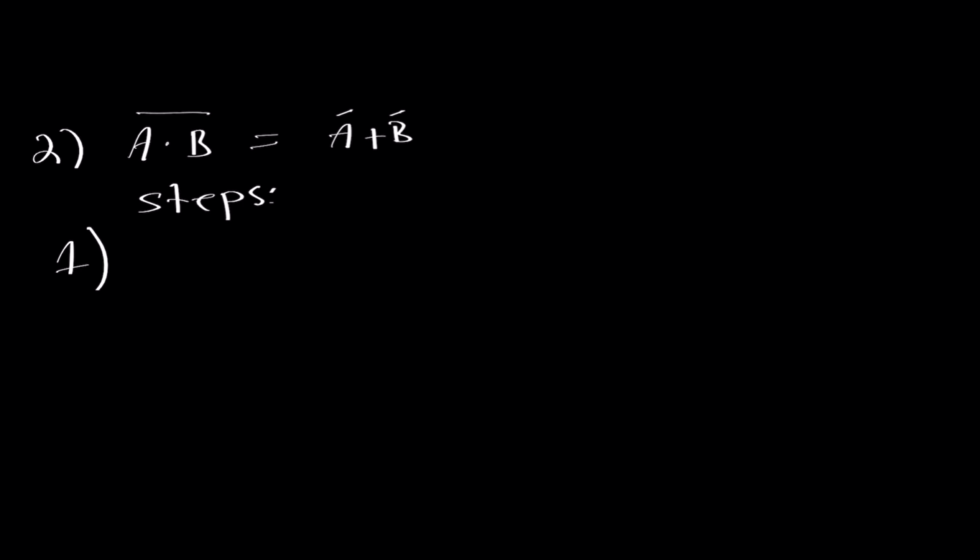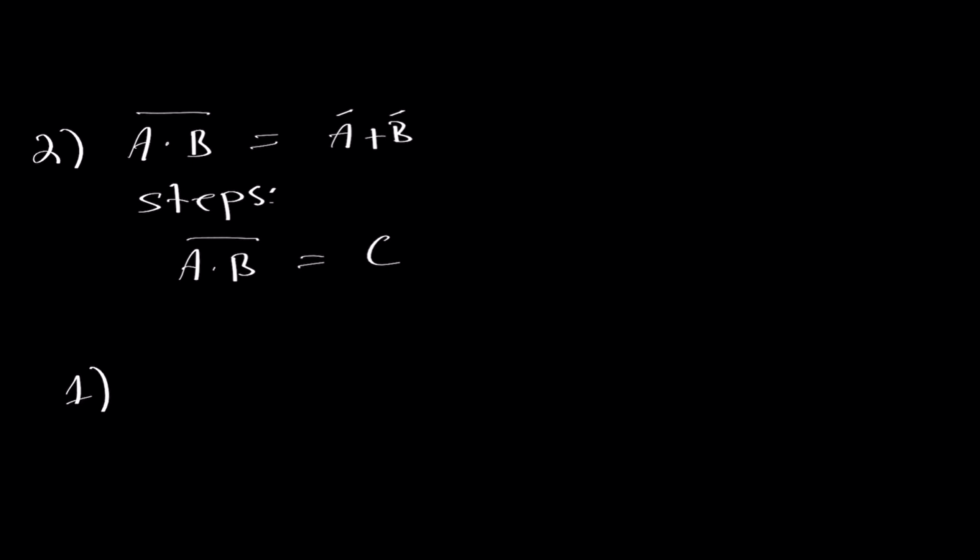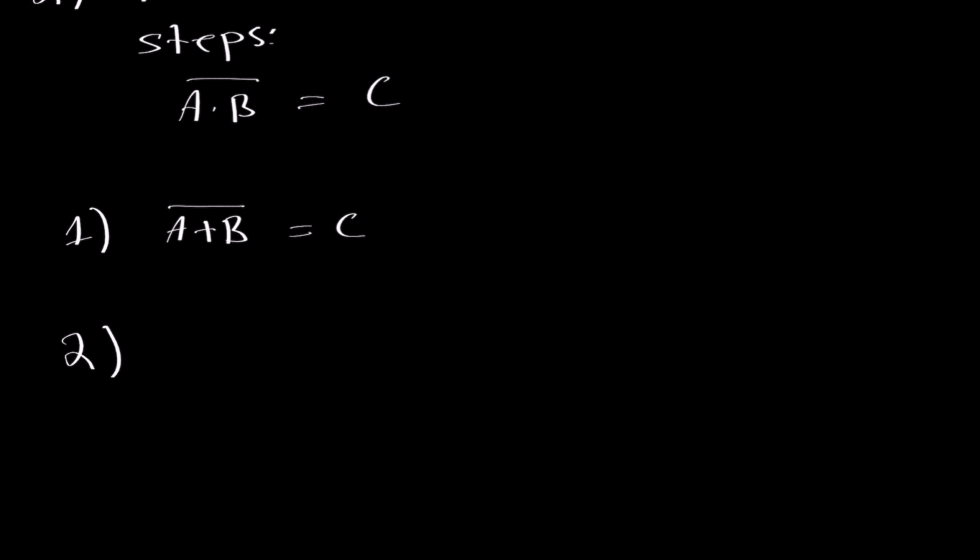Step 1 is, let's call A ANDed with B long over bar, for example, C output. So step 1 is change ANDs to ORs. Since we have an AND gate, A is ANDed with B, we will change that to A ORed with B long over bar equal to C. Alright, so step 2 is complement each individual variable. So it'll be A short bar ORed with B short bar, with the long over bar, equal to C.